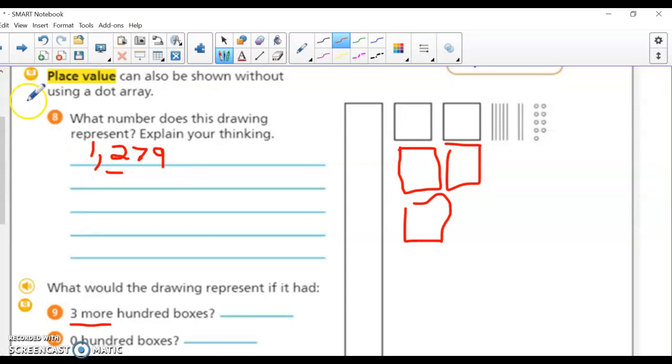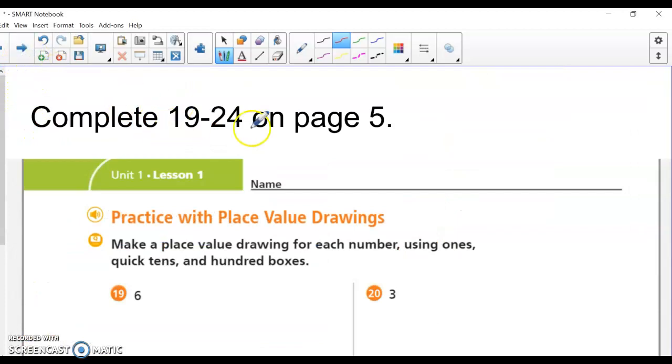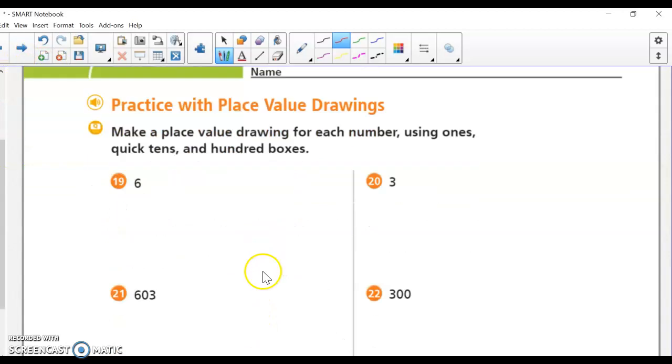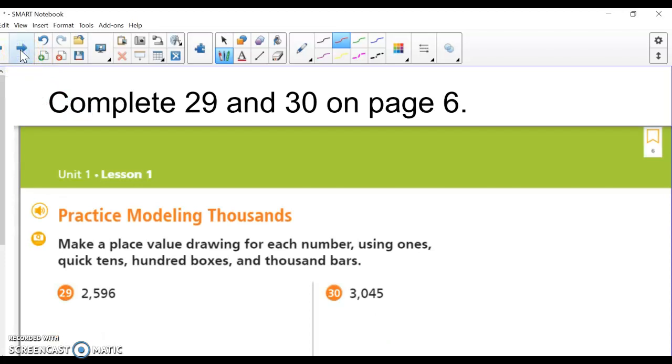Okay? So your next steps, this is page 4. Your next steps are going to be, here's page 5. We're going to work on these as well. These you just make your drawings. And then there's a few more where you're drawing these in. So you're using mostly boxes, rods, and dots, but you might need some thousands rectangles as well. Or the thousands bars, we call them in this book.